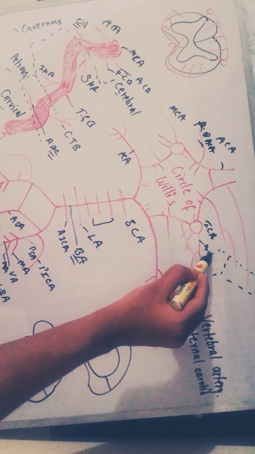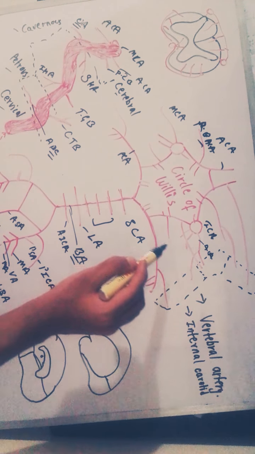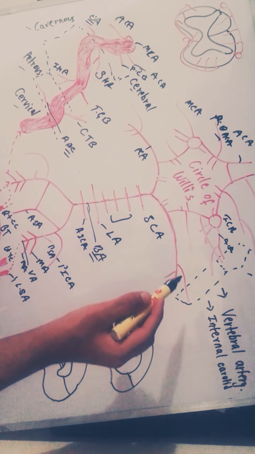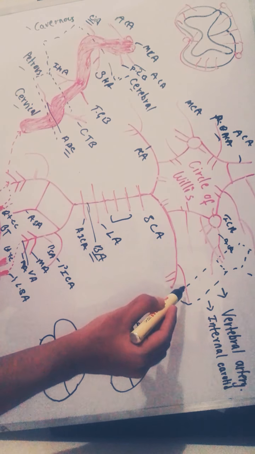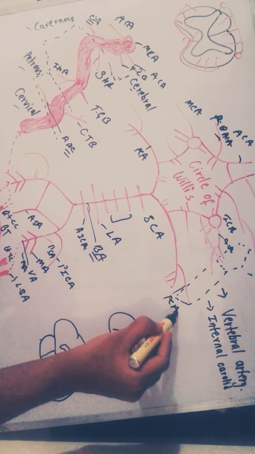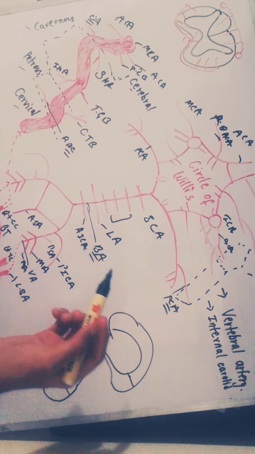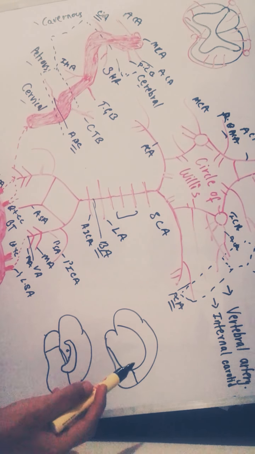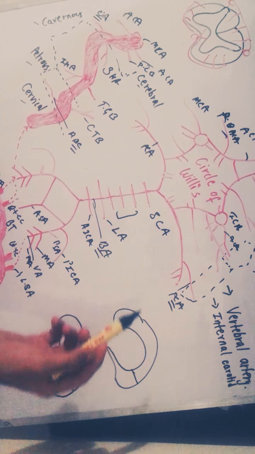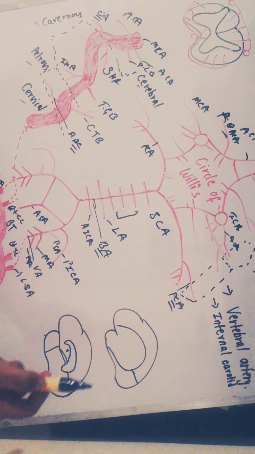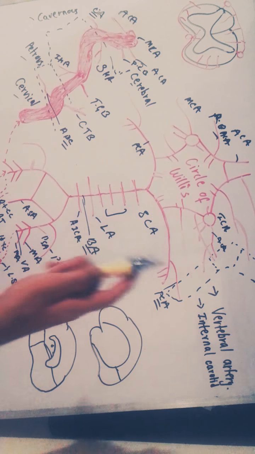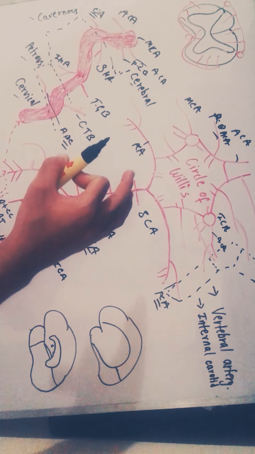This is anterior choroidal artery, and also branches from the posterior communicating branches. And the posterior choroidal artery is the branch of the posterior cerebral artery. So the anterior cerebral artery, posterior cerebral artery, and the middle cerebral artery, they are the branches of the internal carotid artery and the vertebral artery united in the circle of Willis.